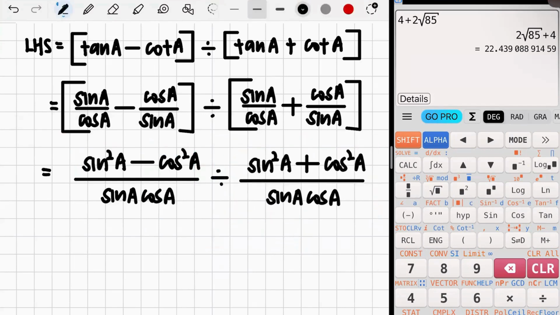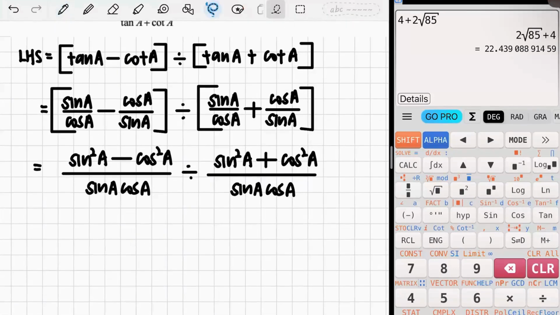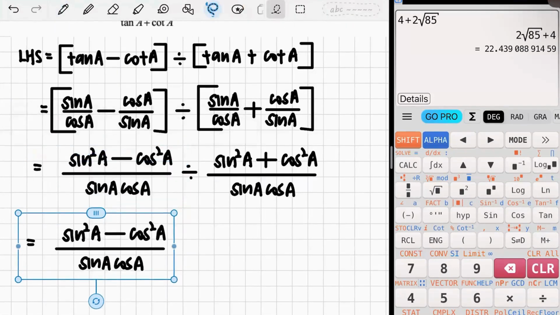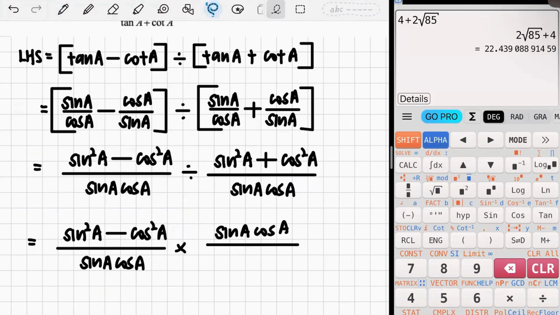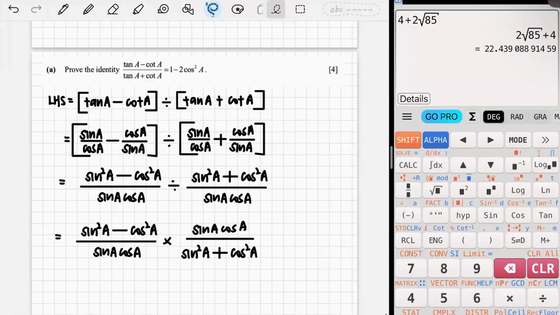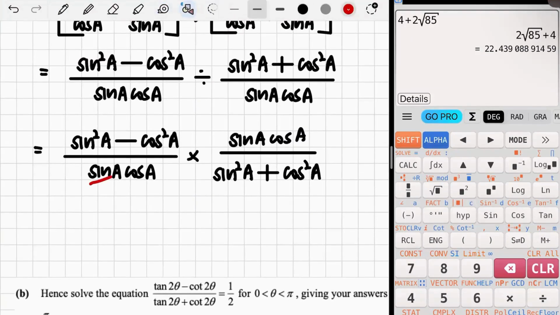Okay, so then from here, I'm going to do my primary school way, which is I'm going to change my divide to times. So then I'll change it to sine A cosine A over this thing. Then after that, when we see this part already, very typically, when you do something like that, you can actually simplify accordingly.